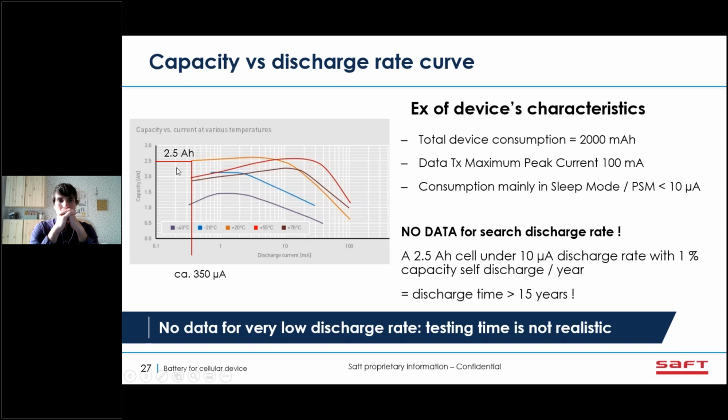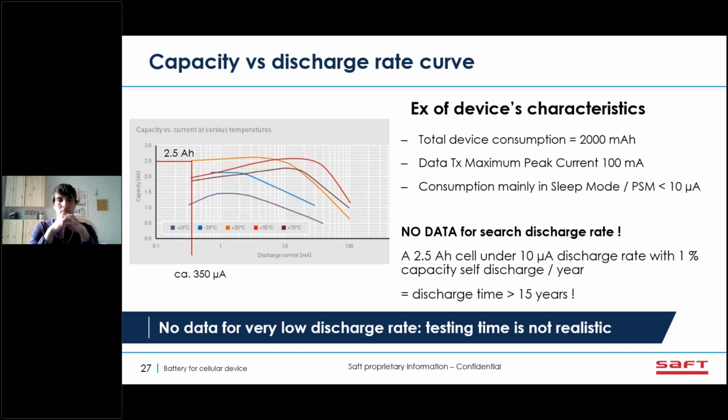Just as an example, the lowest data you can find in this datasheet is under a continuous discharge rate of 350 microamp. And the available energy for this level of continuous current is 2.5 ampere-hour. If I discharge 2.5 ampere-hour under a 10 microamp discharge rate and I take only 1% of self-discharge per year, it means that the discharge time of this application will be longer than 15 years.